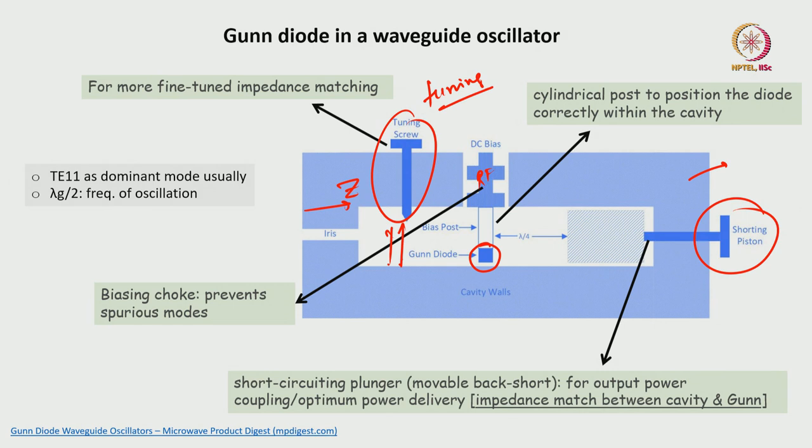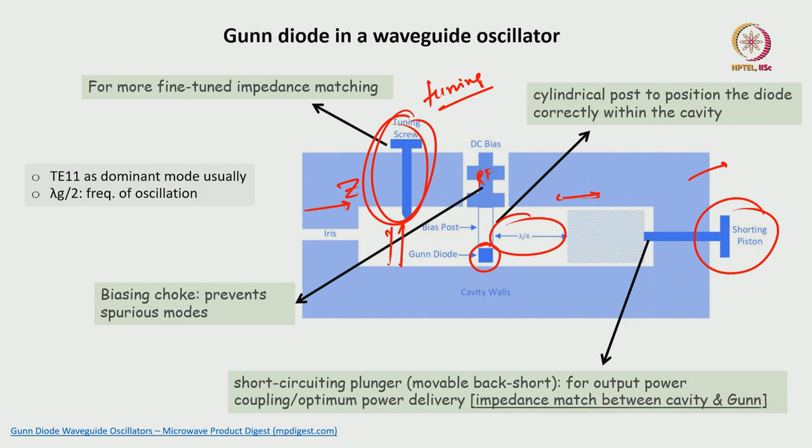This is again for optimal power delivery, optimal coupling. This is also, you can say, an impedance match. You can move this back and forth to create this space of lambda by 4 or whatever that will help you match the impedance. This screw is for fine tuning that impedance, okay. This is for crude tuning of the impedance.